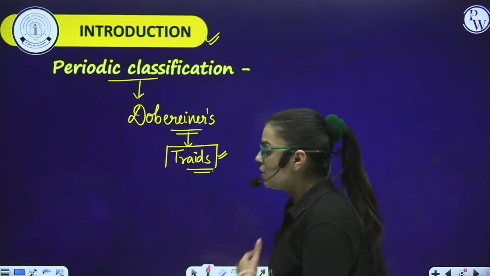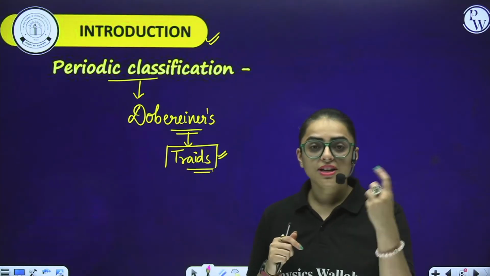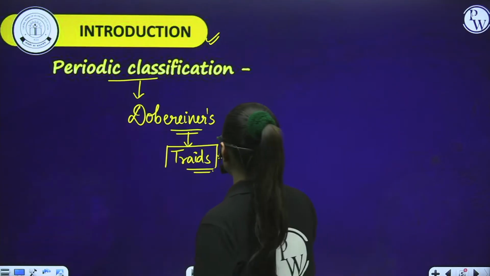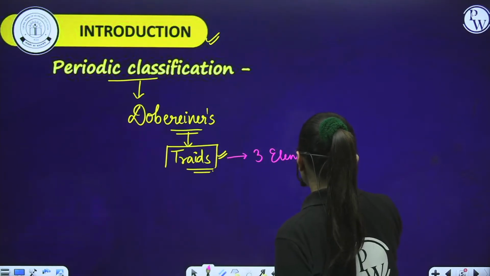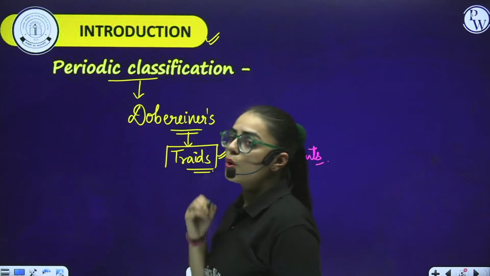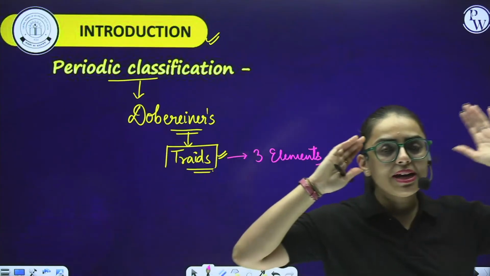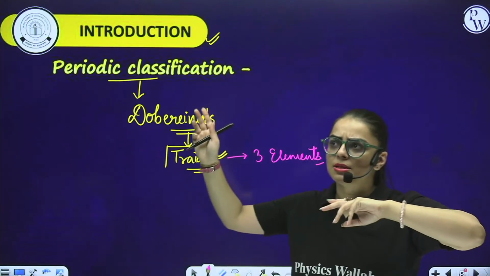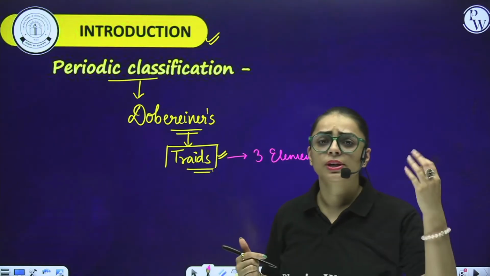Can anybody tell me? Just think about it. Triads. Triads refer to the term three elements. Now, what are these three elements? What are triads? Still not getting it, ma'am. See, that means according to Dobereiner, when he used to classify elements, he classified based upon three elements. How come, ma'am? Can you explain in detail? Let us take some example. You will get it automatically.